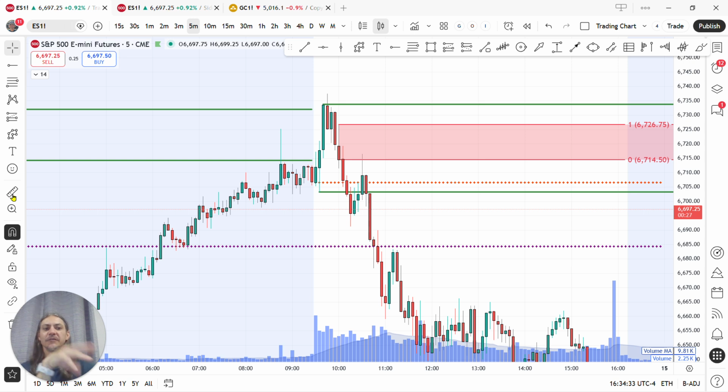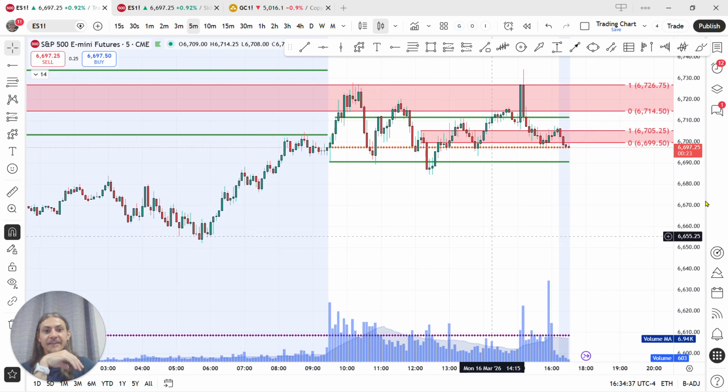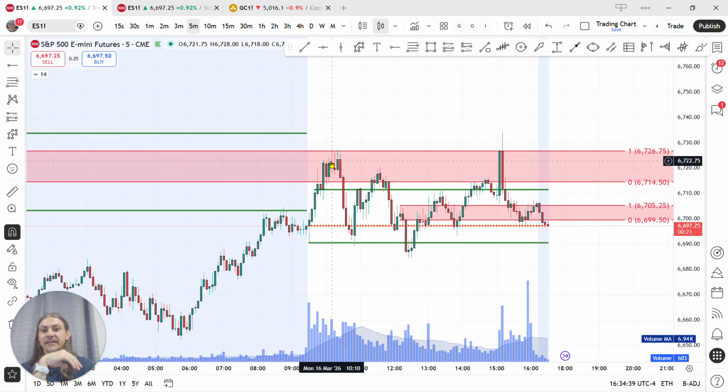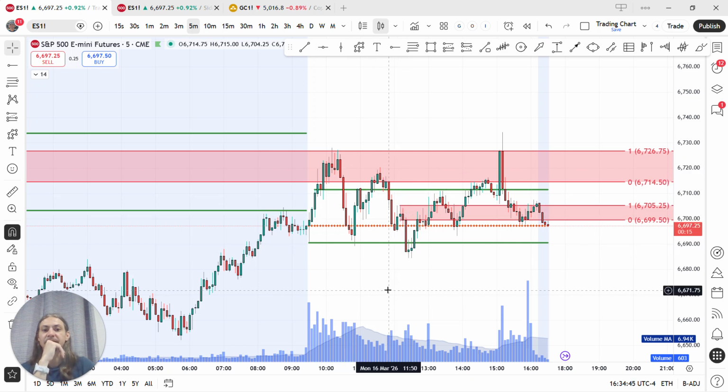So those are two examples. The first example from today was an example of a ranging market. You can see the difference. It went above the open range to the bottom of the open range. It exited at the top, came back at the bottom.